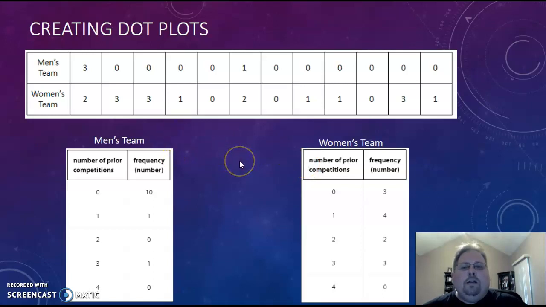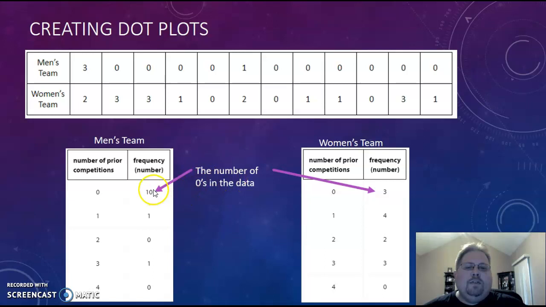So when you complete your frequency table, you're going to put the number of times you see that in your data. So if you look at the number of zeros in the data for the men's team, there's 10. So if you were to go through and count these zeros, there are 10 zeros. For the women's team, there are only 3 zeros, 1, 2, and 3. And you can do that throughout the rest of the table. For the men's, there were no players who had been in 2 prior competitions, so you just put 0. So if that number does not come up in your data, you just put 0.